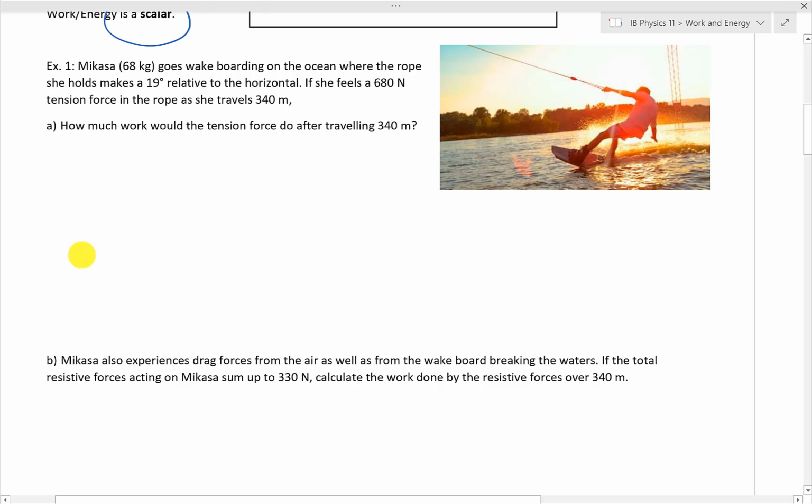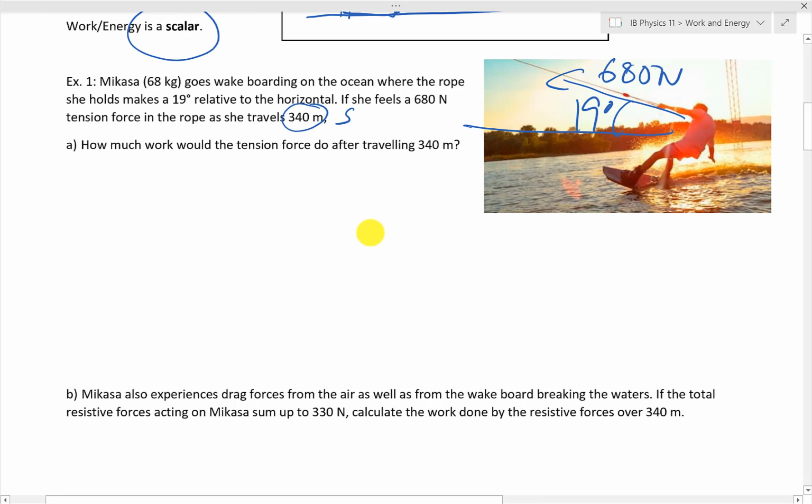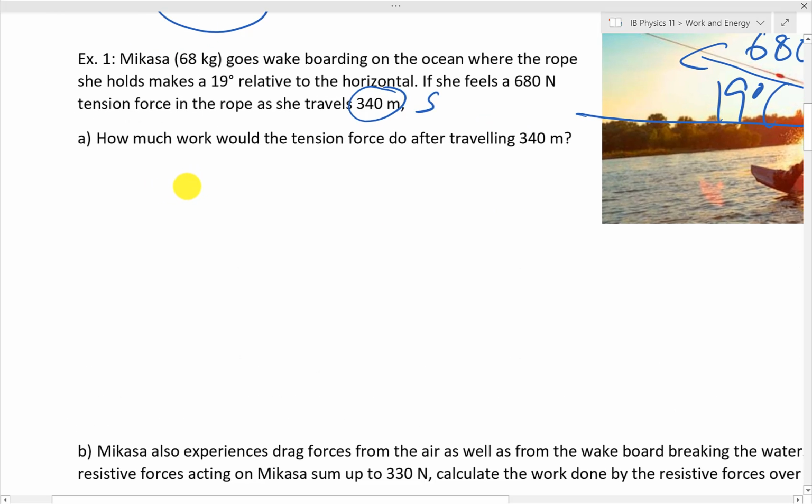Mikasa goes wakeboarding on an ocean where the rope she holds makes a 19-degree angle relative to the horizontal. If she feels a 680 Newton pull from the tension in the rope, and if she travels 340 meters, how much work would the tension force do after traveling that far? Anyone going wakeboarding? Fat Mama Physics jealous.